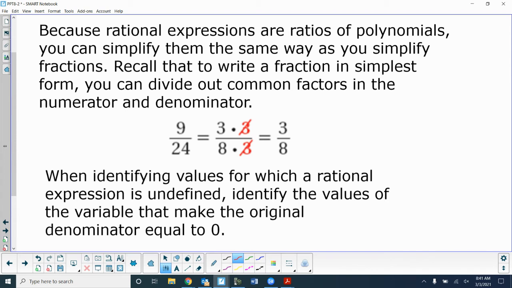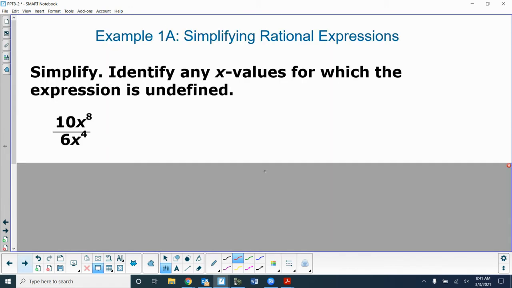It says when identifying values for which a rational expression is undefined, so you're going to have to do this part, identify the values of the variable, the x usually, that make the original denominator equal to 0, right? So if I have a number that I plug in for x and it makes the denominator 0, I can't use that number for that variable, okay? We can't have 0 in the denominator, okay? So it says simplify. So this is already factored.